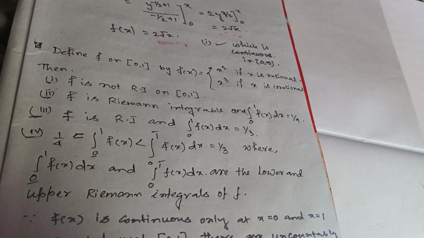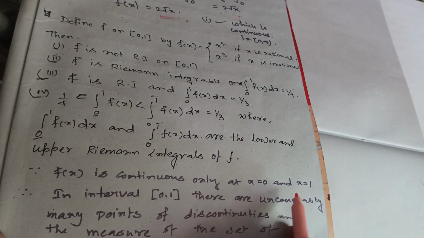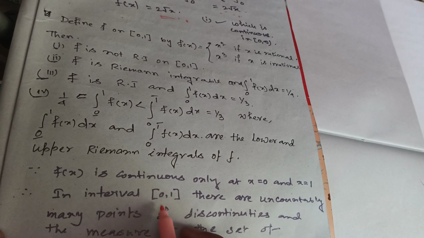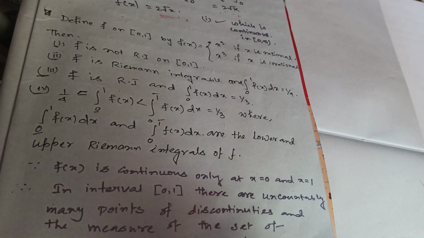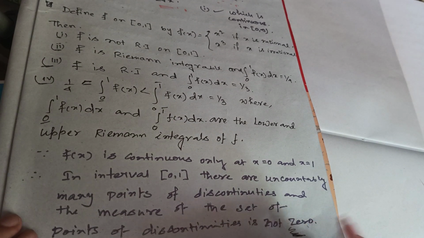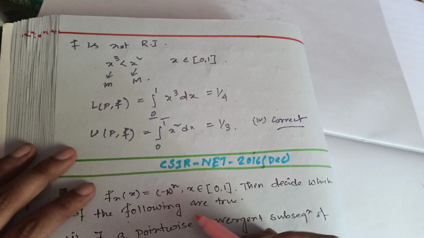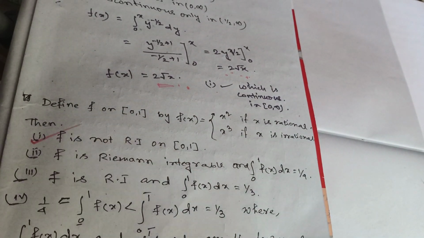Okay, so here note that f is continuous only at x = 0 and x = 1 in the closed interval [0,1]. There are uncountably many points where it is not continuous. So in this type of relation, the measure of the set of points of discontinuity is not 0, so the function is not Riemann integrable. So the first option is correct.